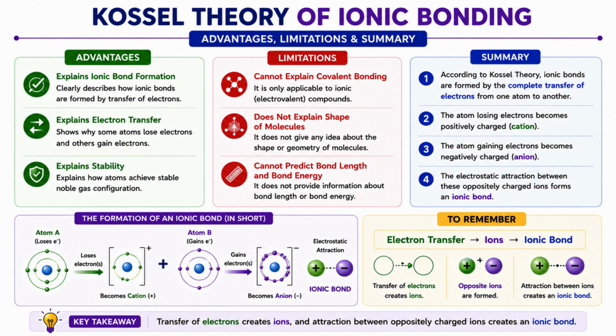However, Kossel theory has some limitations. It cannot explain the formation of covalent bonds. It does not explain the shape of molecules. It cannot predict bond energies or bond lengths.